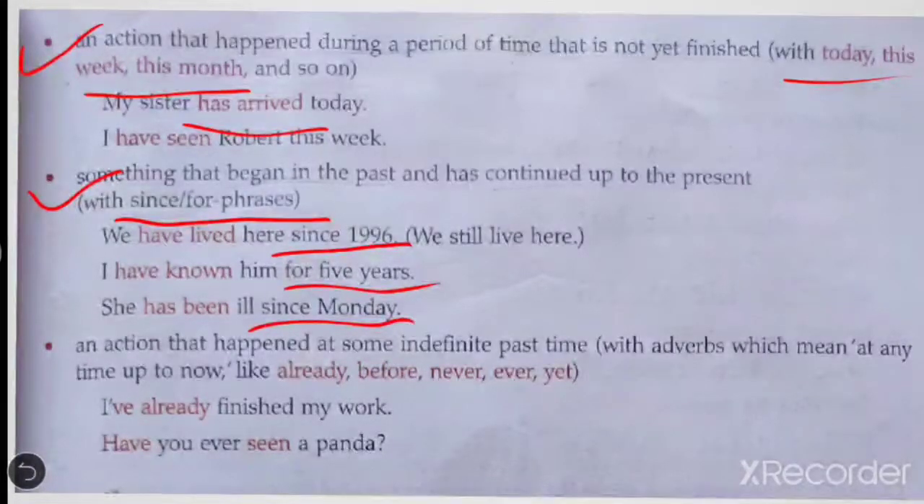So when an action started in the past and continued in the present, for that we have to use present perfect tense. Another use of present perfect tense.